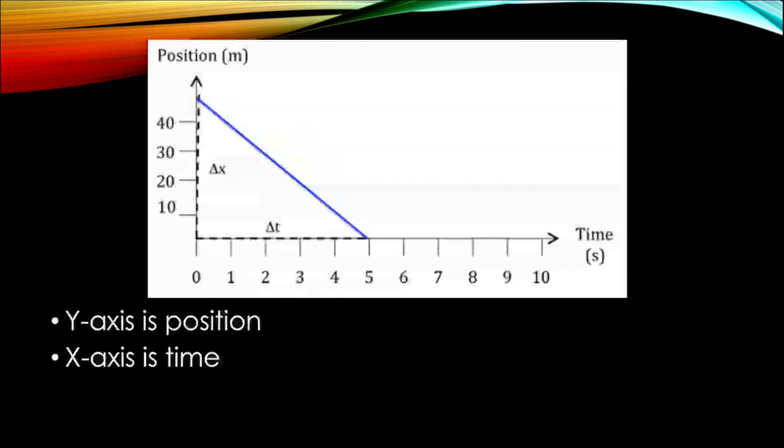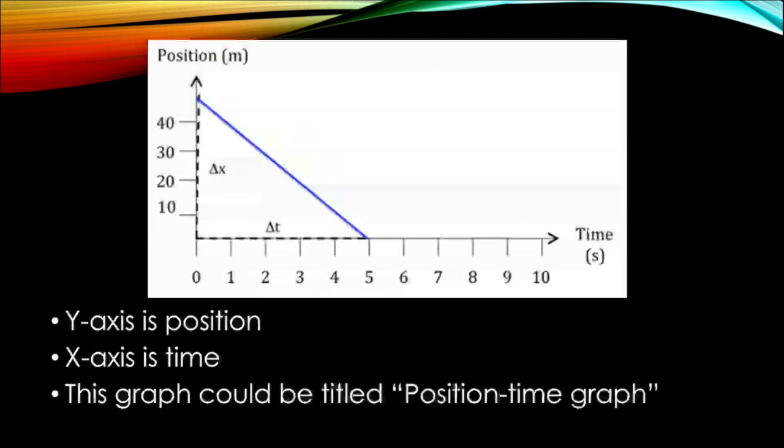This graph, however, is not complete. It is missing a title. A simple title you can give is a position-time graph, since your y-axis is position and your x-axis is time. If your x-axis was position and your y-axis was force, that graph could be called a force-position graph. Again, you are naming a y versus x graph.